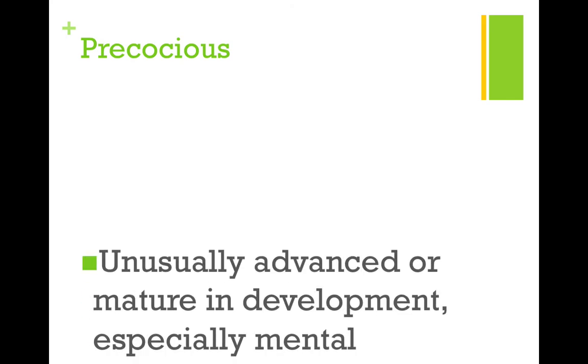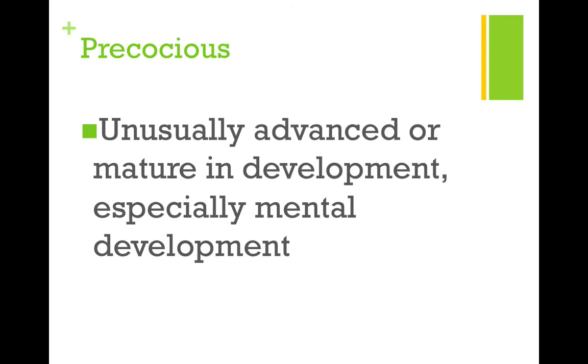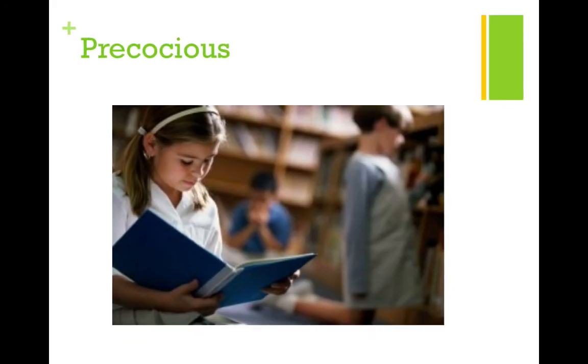A word associated with astute is precocious. Precocious means unusually advanced or mature in development, especially mental development. Now, precocious is usually associated with people who are younger, who have elevated mental abilities. So maybe this young woman is a precocious child because she's reading at a very young age.